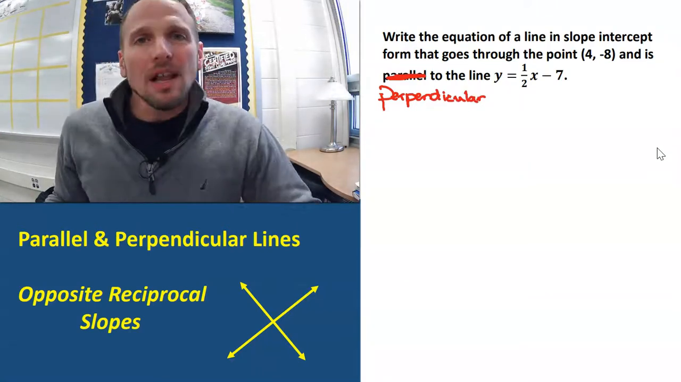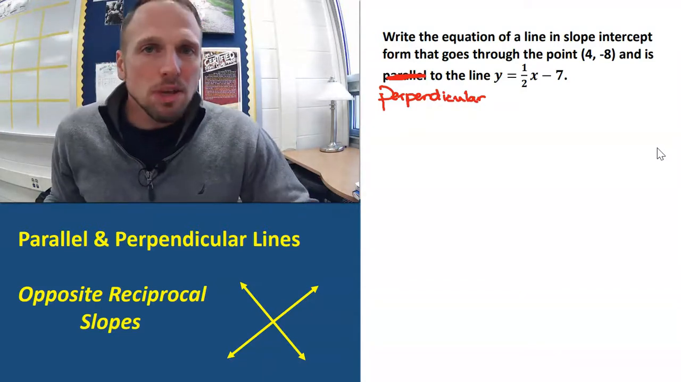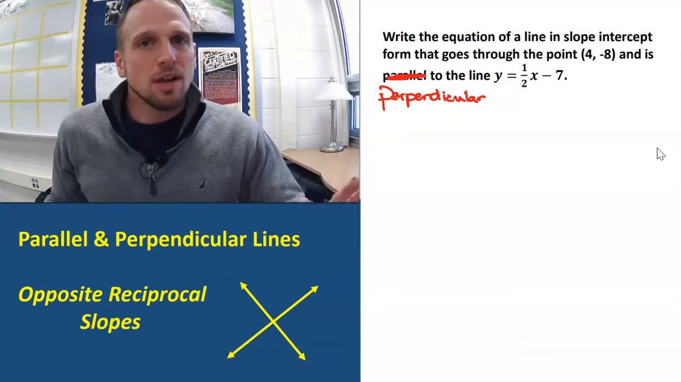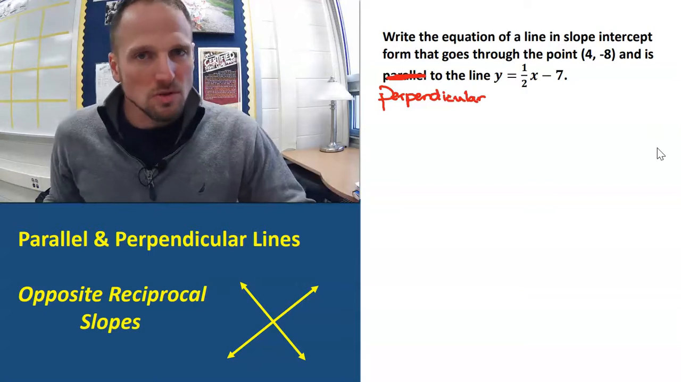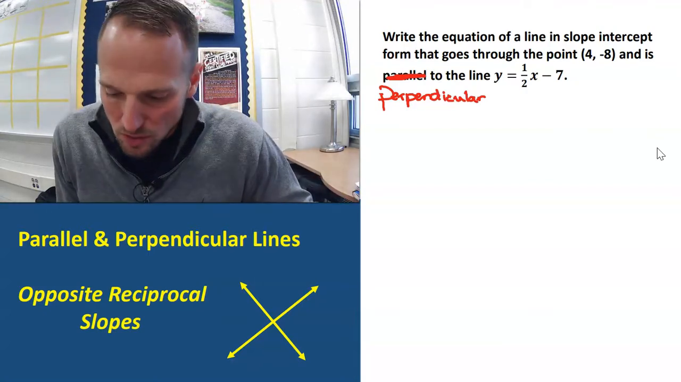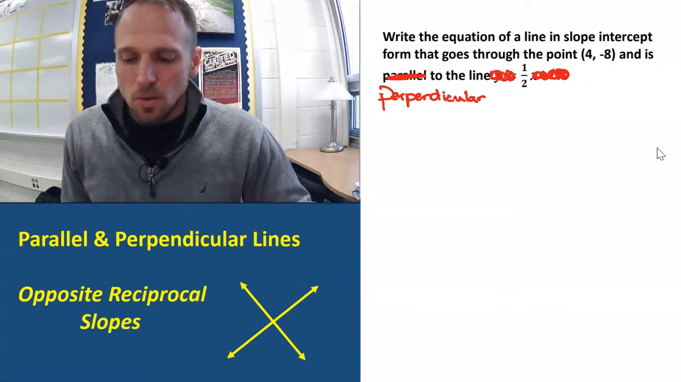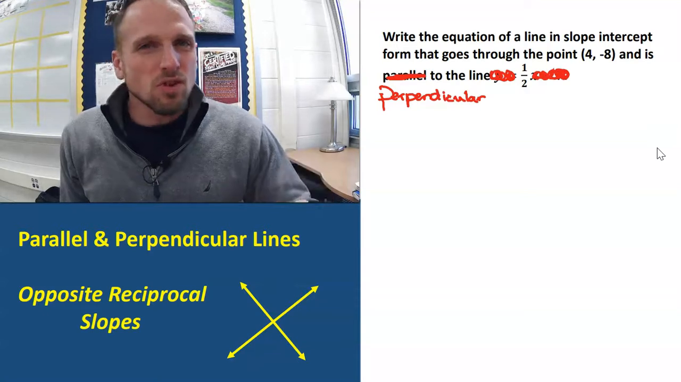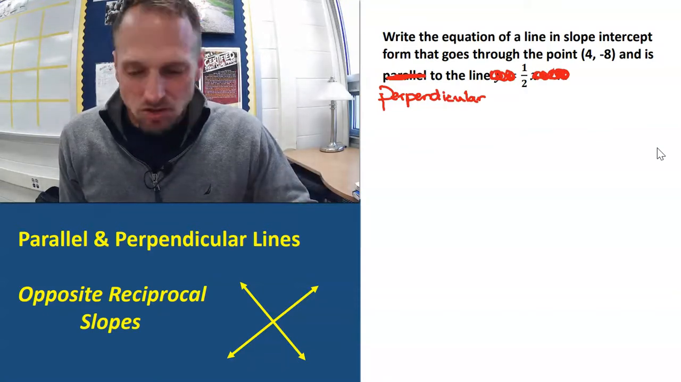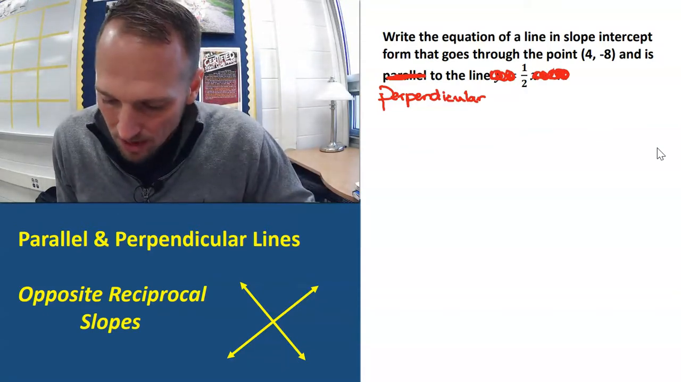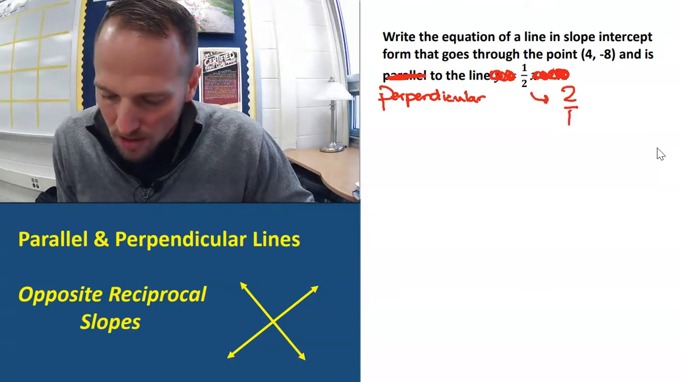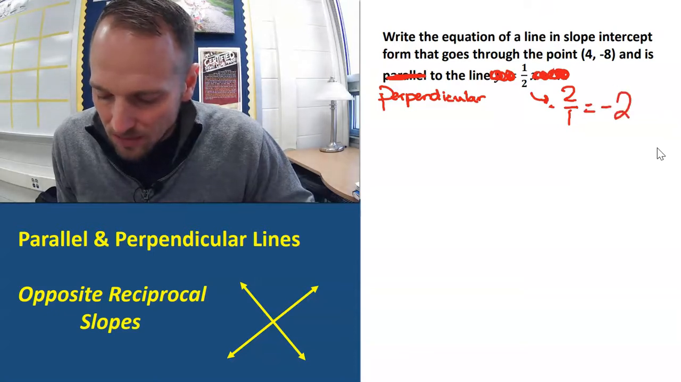All right, now, parallel lines have the same slope. Perpendicular lines have opposite reciprocal slopes, okay? Opposite reciprocal slopes. So if this is perpendicular, again, we're going to be looking at the slope of this equation and nothing else. Opposite reciprocal: what we have to do is flip it and change the sign. So instead of 1/2, our slope is going to change to 2 over 1. And that was a positive, so we'll change it to a negative. So this is just going to be a -2.